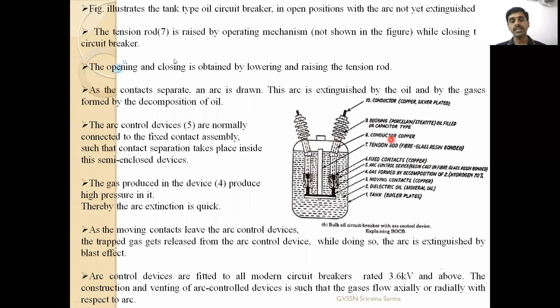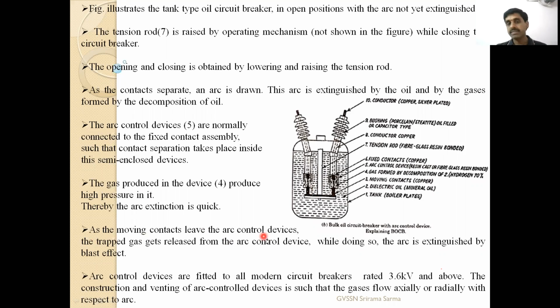So this is the explanation given for the operation of this entire circuit breaker. This is the operating rod 7, which is raised or lowered by the operating mechanism. Contacts separate, arc is drawn. Arc control devices are normally connected to the fixed contact assembly. This is the fixed contact assembly. This is the mobile contact assembly. So the gas produced in device 4 has high pressure in it, thereby arc extinction is quick. So that is the mechanism.